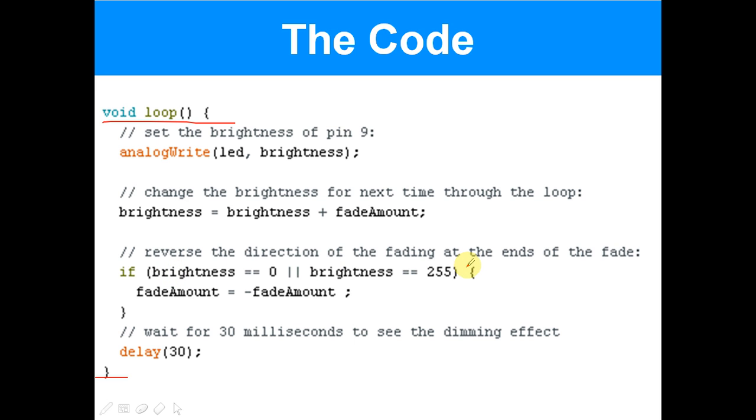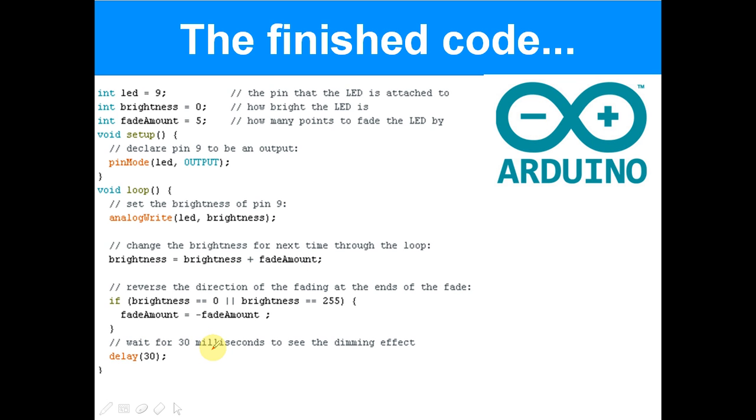Reverse the direction of the fading at the ends of the fade. If brightness equals 0, or brightness equals 255, fadeAmount = -fadeAmount. That might be quite confusing to you. It's still quite confusing to me, to be honest, but that's just what you need to write to reverse the fading. And then wait for 30 milliseconds to see the dimming effect, delay 30. That's not 30 seconds, that's 30 milliseconds. And it goes back round and it repeats and it fades in and fades out. And then that's the finished code.